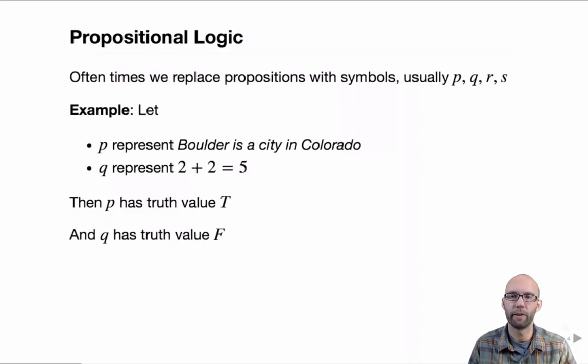And then I could just talk about the symbol that represents that proposition and its respective truth value. So for instance, in this case, where P represents Boulder as a city in Colorado, I would say P has a truth value of T, or true, because that is in fact true. And I would say that Q has a truth value of F, or false, because 2 plus 2 does not actually equal 5.